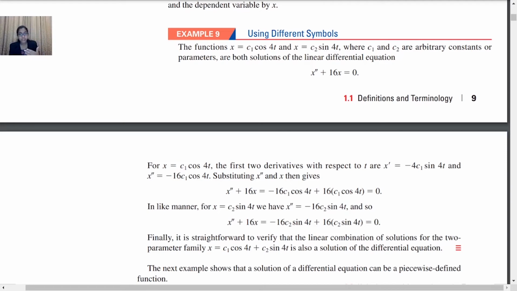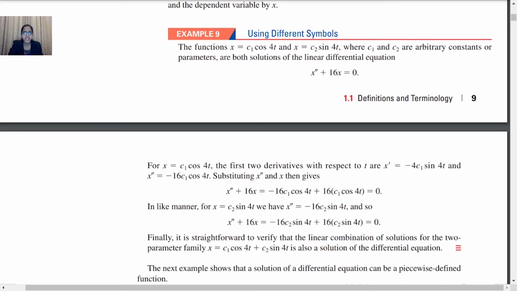x dash will be 4c2 cos 4t, there is no negative sign, and x double dash will again be minus 16c2 sin 4t. So if I substitute it in the given differential equation, again I'll get 0. Also we can note one thing: if I combine these together, that is, if x is c1 cos 4t plus c2 sin 4t, then also it will satisfy this differential equation. You can just verify it.